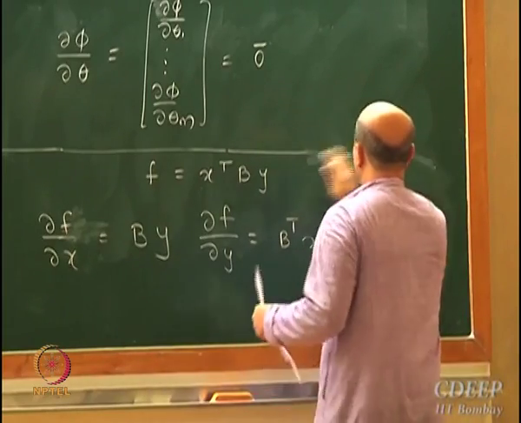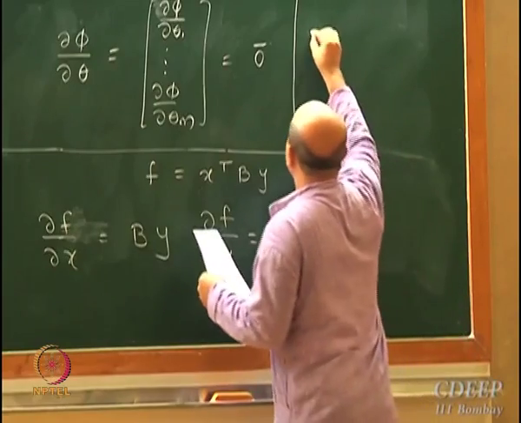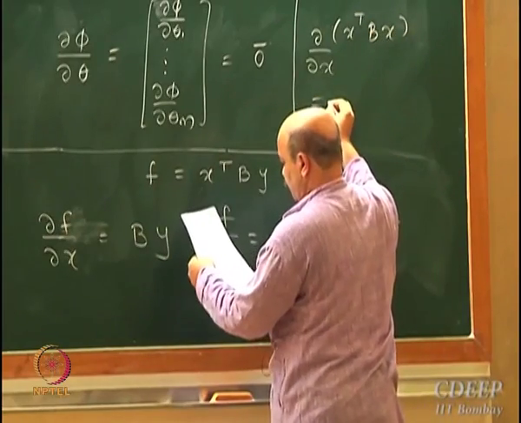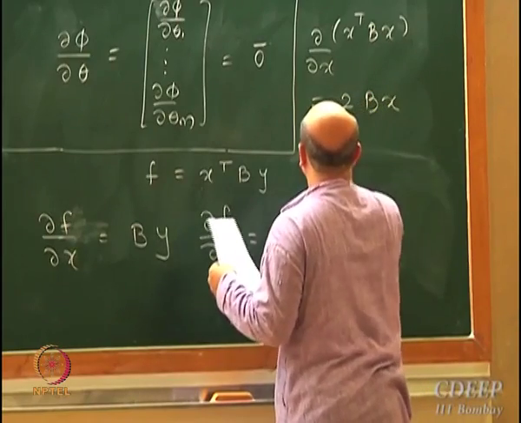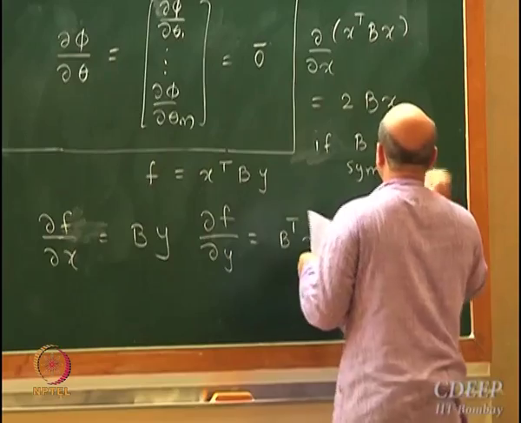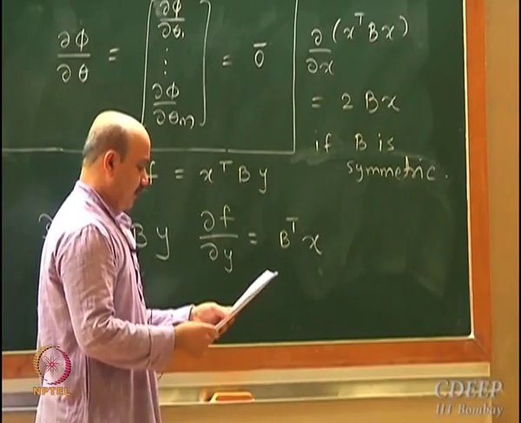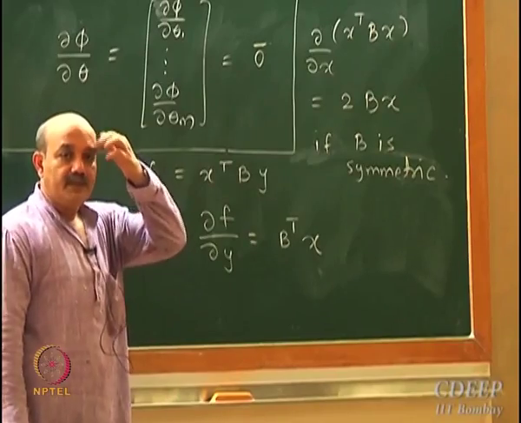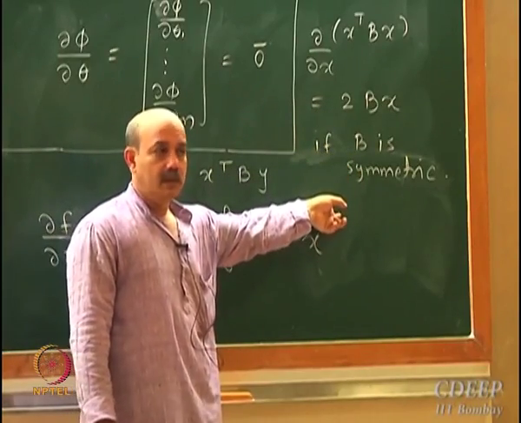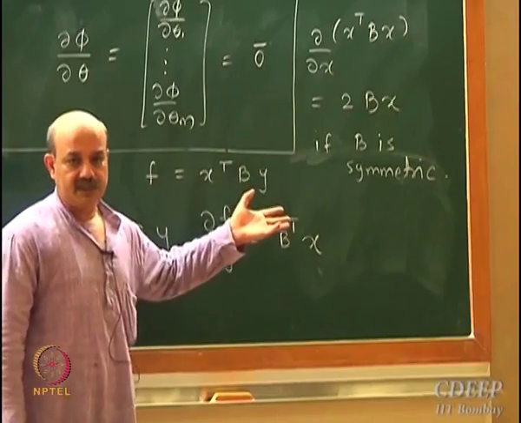And a straightforward corollary of this is that dou by dou x of x transpose bx is equal to 2bx if b is a symmetric matrix. Well, if it is not a symmetric matrix, then what will it be? It will be B plus B transpose, so B x plus B transpose x.